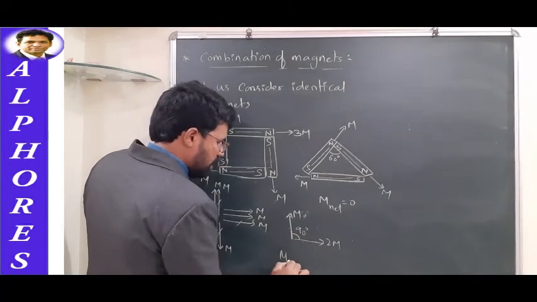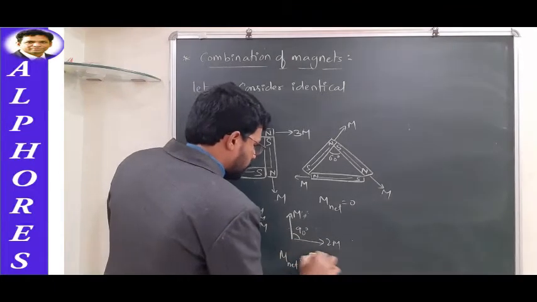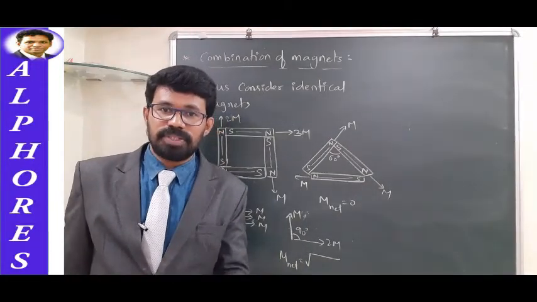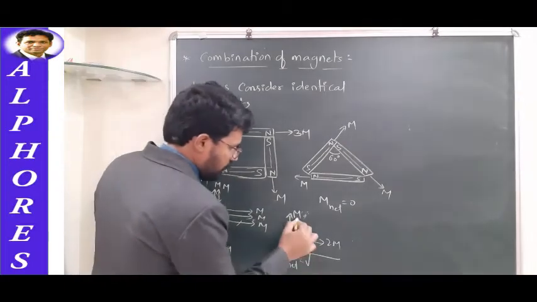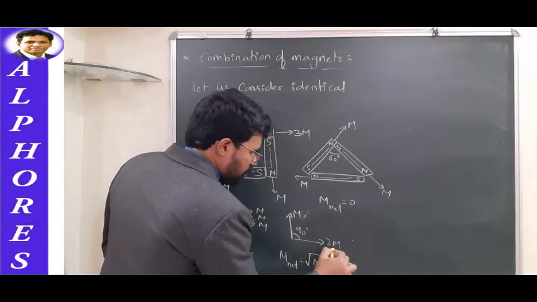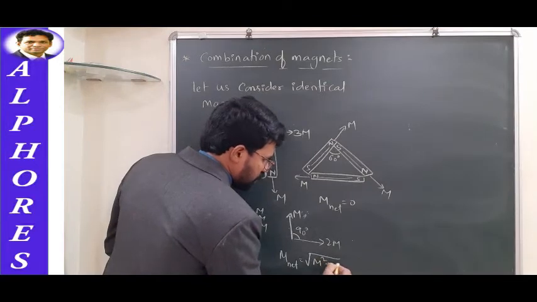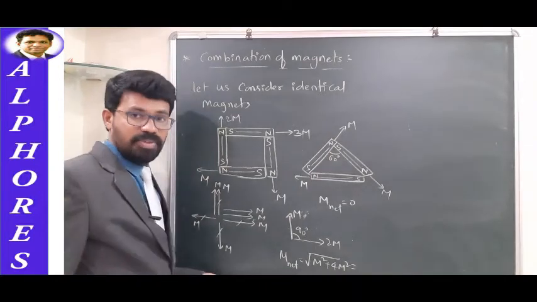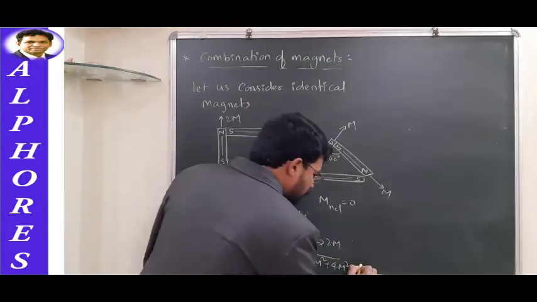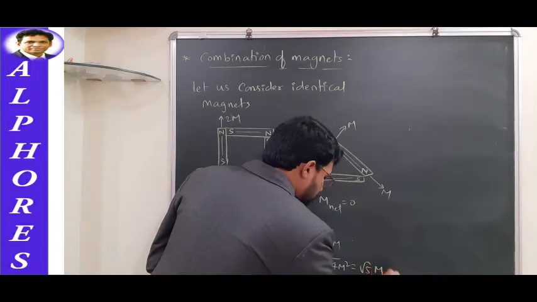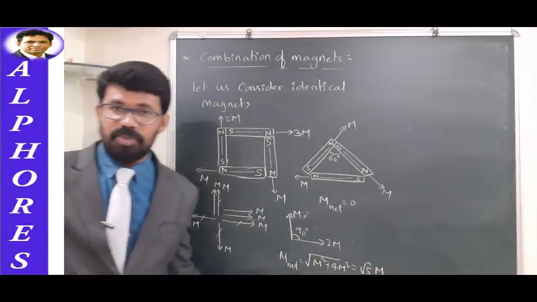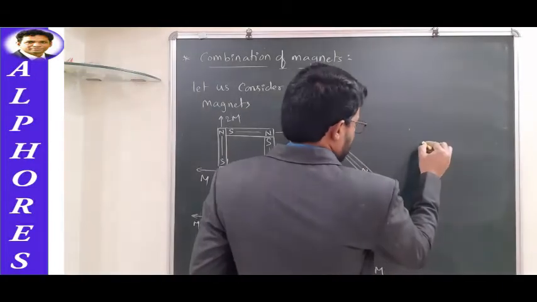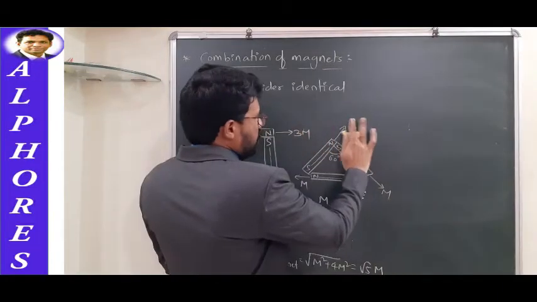If this is the case, m net can be written as under root, if angle theta is 90 degree, resultant magnetic moment is expressed as under root m1 square plus m2 square, isn't it? So write it here, m1 is m, m2 is 2m, so 2m square is 4m square. Okay, under root m square plus 4m square, under root 5m square. So finally you will have under root 5 into m. That is the net magnetic moment.